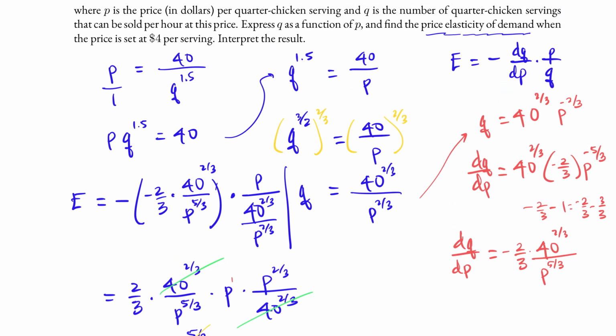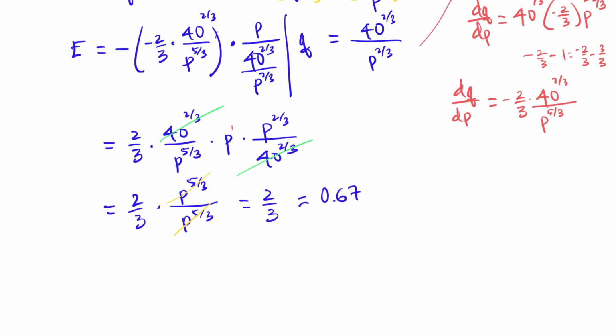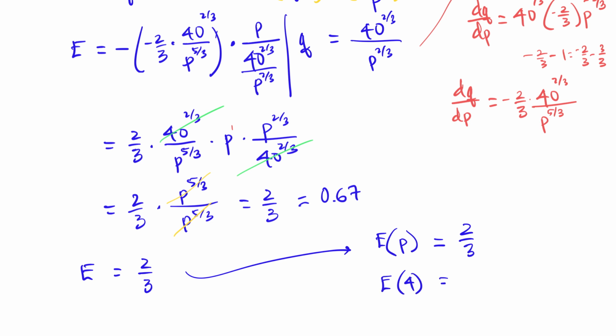Now, the question actually asks us for the price elasticity of demand when the price is set at $4. However, the elasticity that we found is a constant. In function notation, we can write E of P. This is not E times P, but E of P is a function equal to 2/3. And so if we plugged in 4 into this function, we will get 2/3. And again, this elasticity is less than 1, so we would say that the demand is inelastic, meaning we can obtain better revenue by increasing the price.